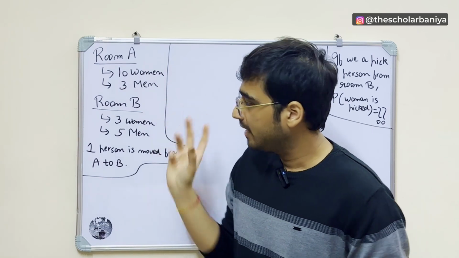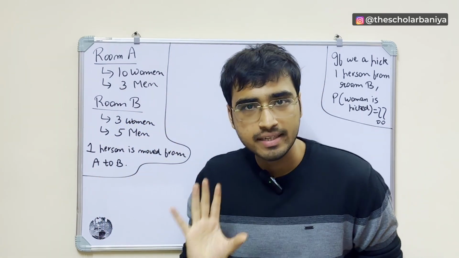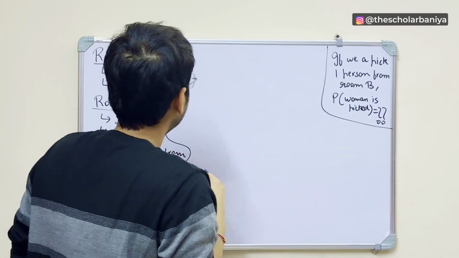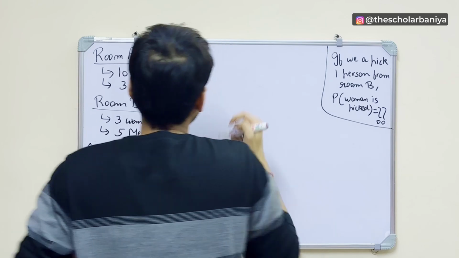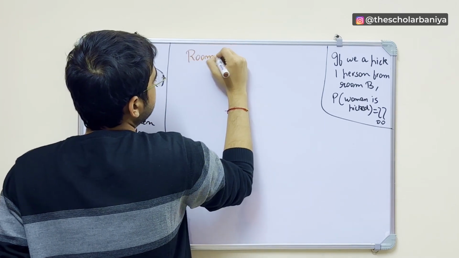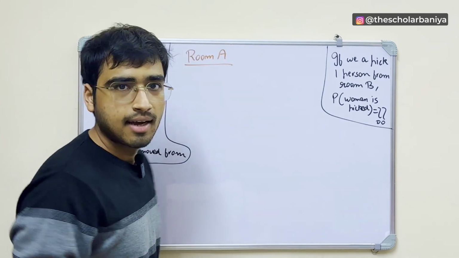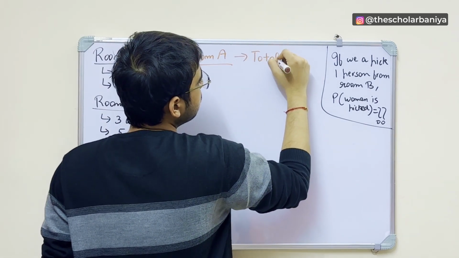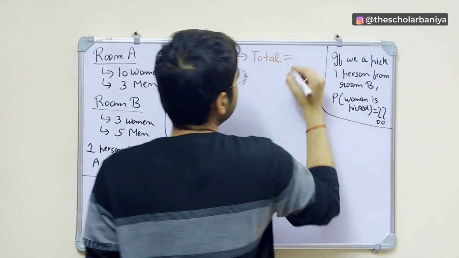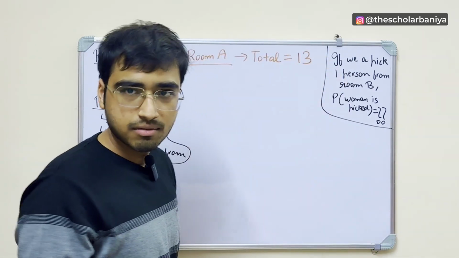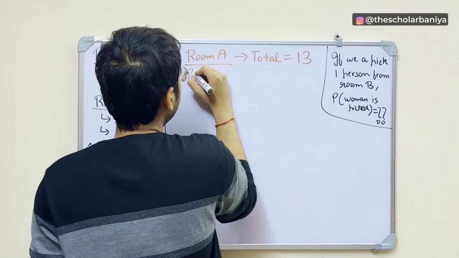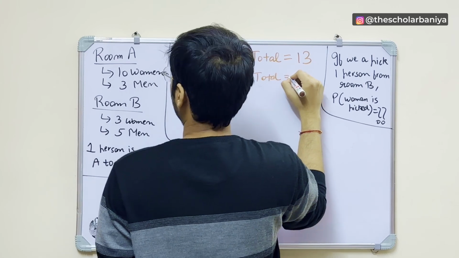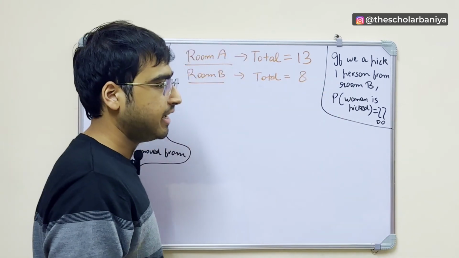There is a room A in which there are 10 women and 3 men. If we talk about room A, how many total people are there? Total people will be 10 plus 3, which is 13. Okay. And what about room B? The total people will be 3 plus 5, which is 8.